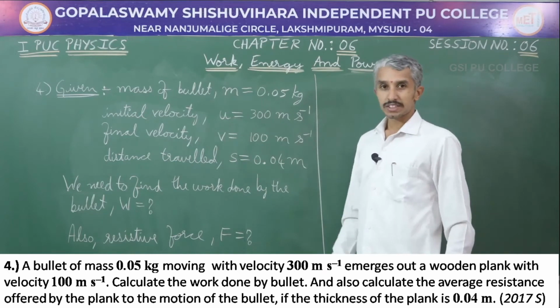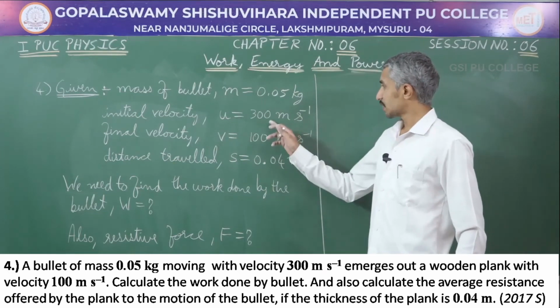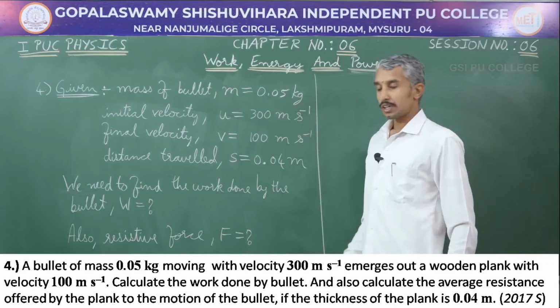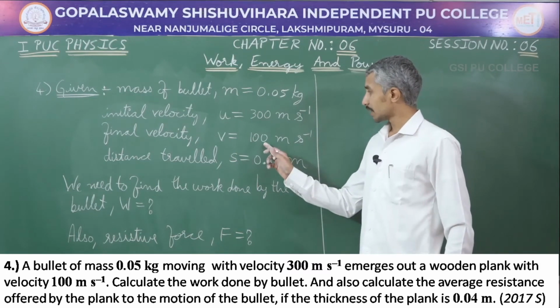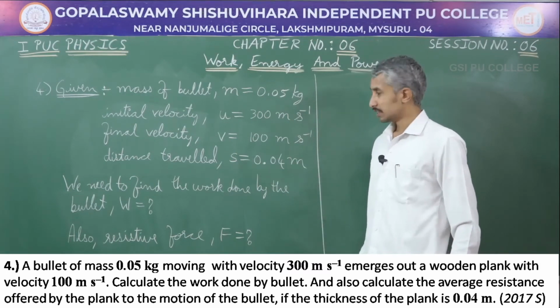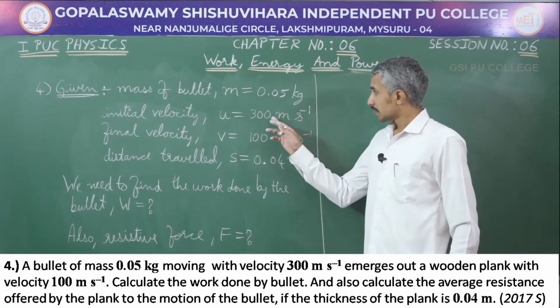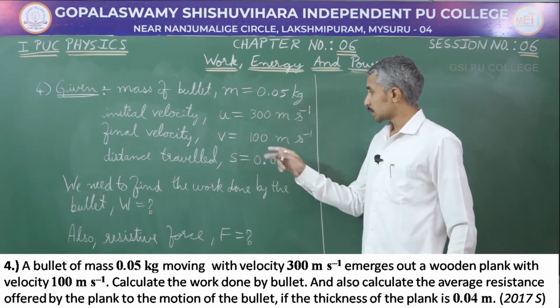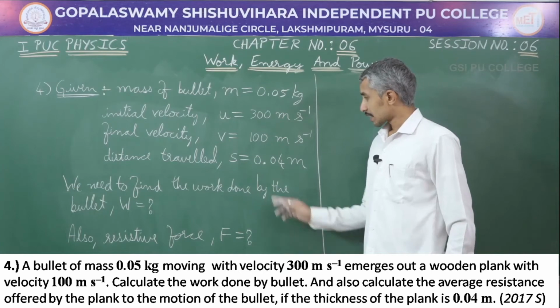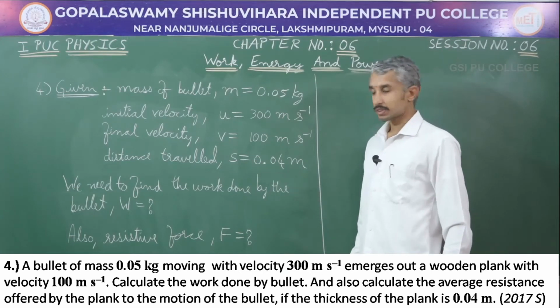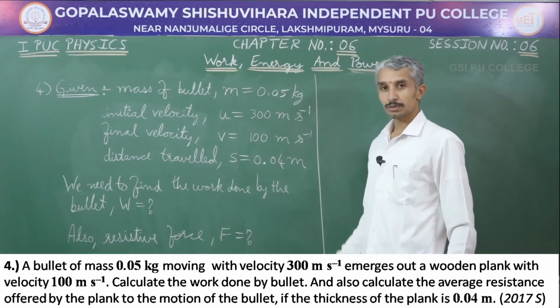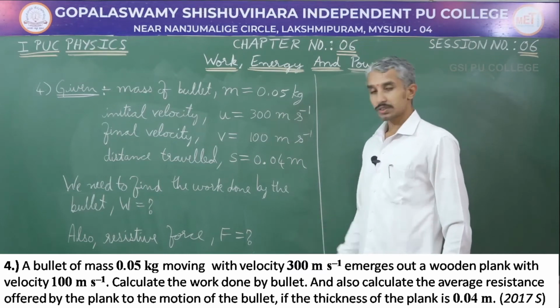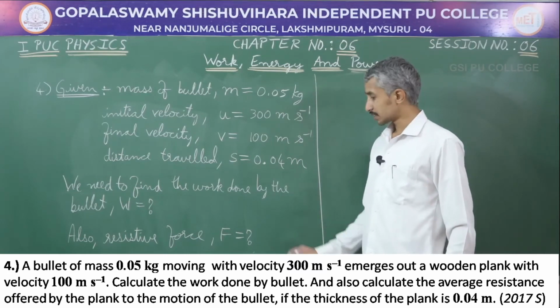A bullet is passing through a wooden plank. Initially it had a velocity of 300 meter per second. After coming out of the wooden plank, its velocity is now 100 meter per second. And while changing its velocity from 300 to 100 meter per second, it has travelled a distance of 0.04 meter. We have to find out the work done by the bullet, and also the resistive force offered by the plank. So let us solve this.